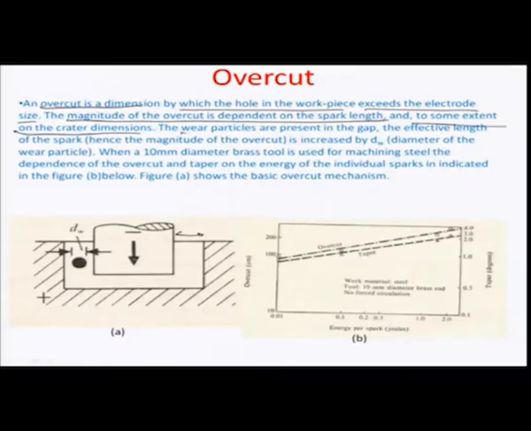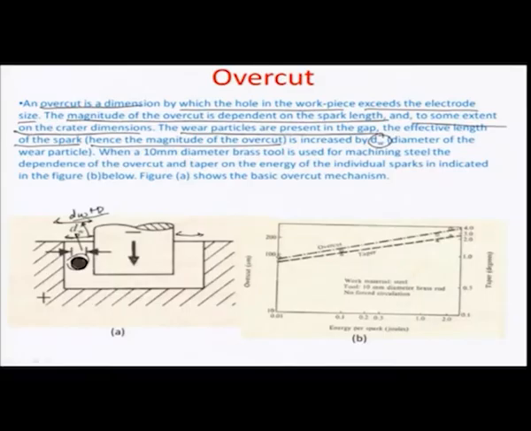Supposing there are wear particles present in the gap here, like this is a wear particle, the effective length of the spark, and hence the magnitude of the overcut, is somehow increased by this wear particle, because if you consider the spark length to be equal to the overcut, in this particular case the spark is facing its own metal particle which has been removed, and it should get extended by exactly the same diameter. Okay, so from here it goes to here. Supposing this were d, so this is d plus dw. dw is the diameter of the particle.